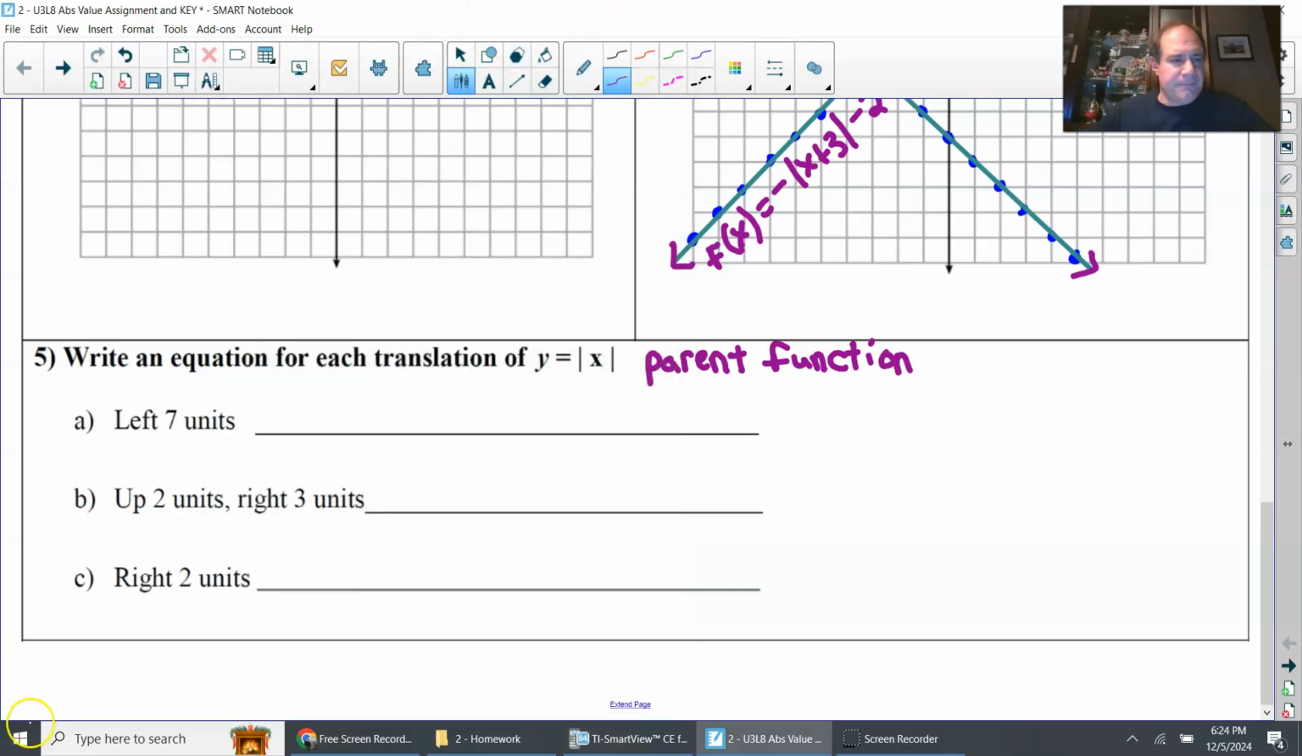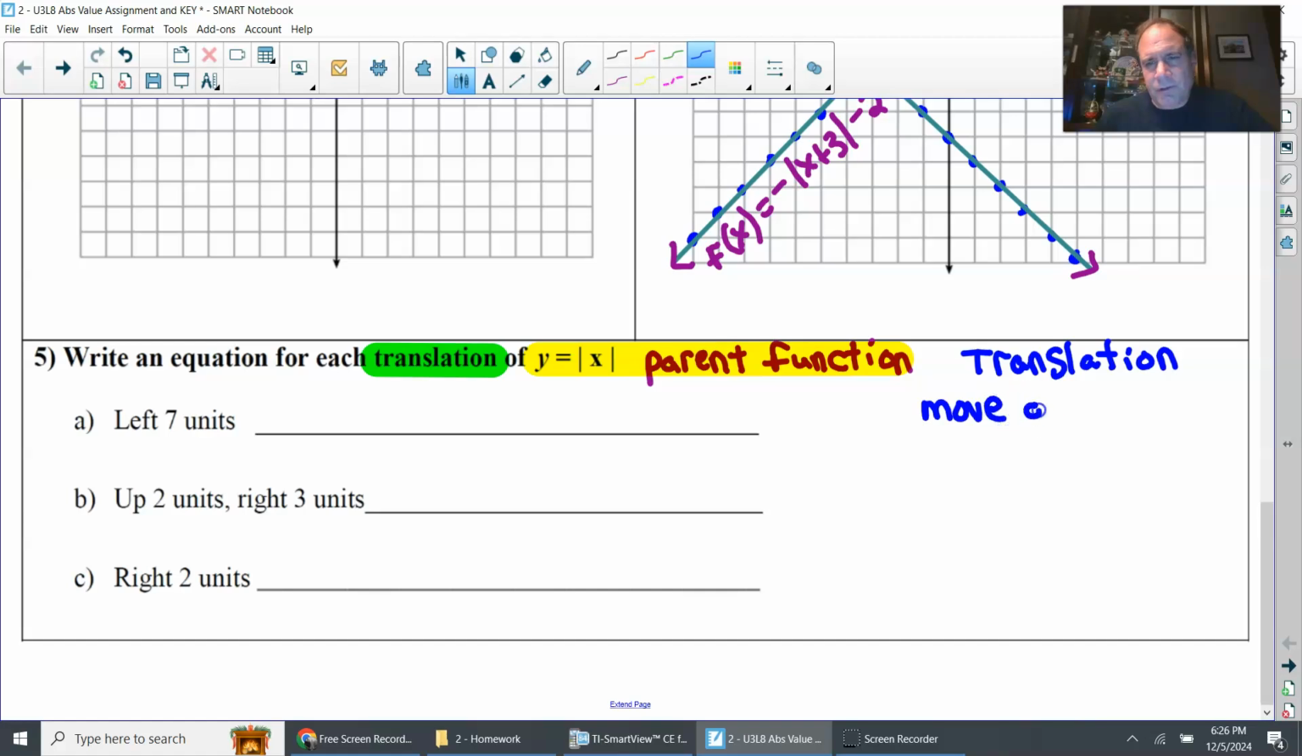So everything is compared to that parent function. Everything. So the word translation, I just want to make sure that you understand. Translation is a move or shift. So the parent function is going to move or shift, right? So let's just take a look at A. We're going to have to write the equations down. They do this a lot and they ask this a lot.